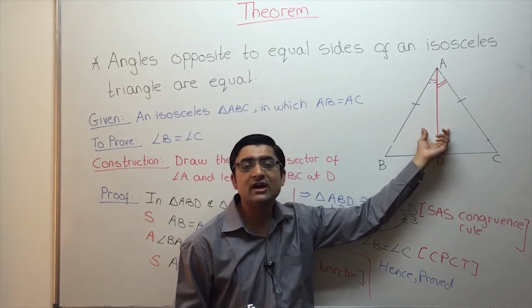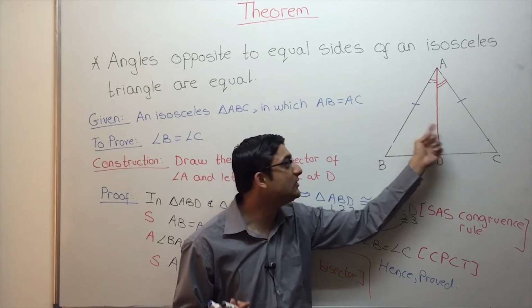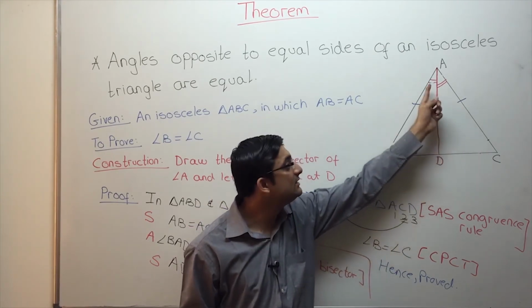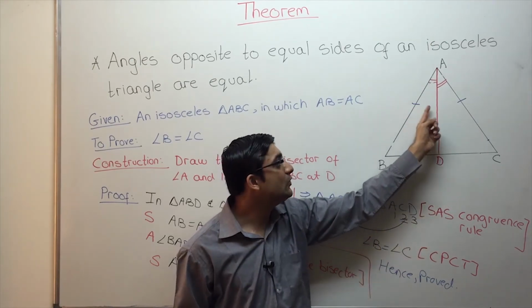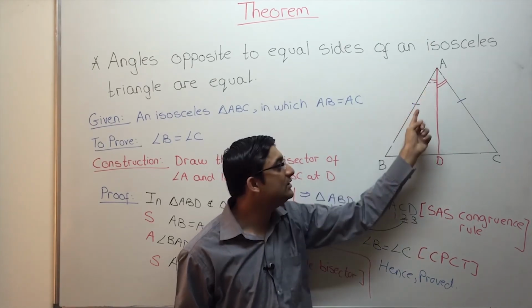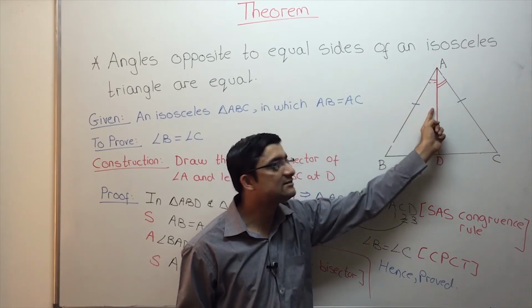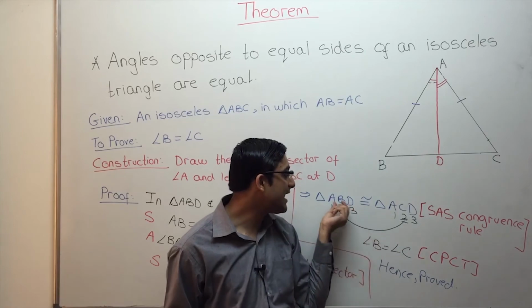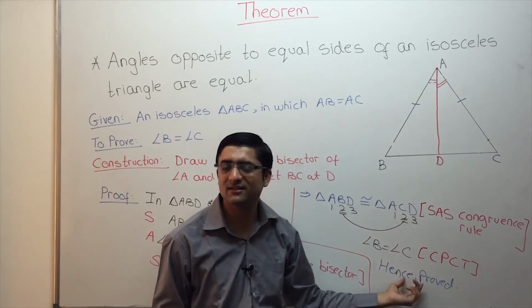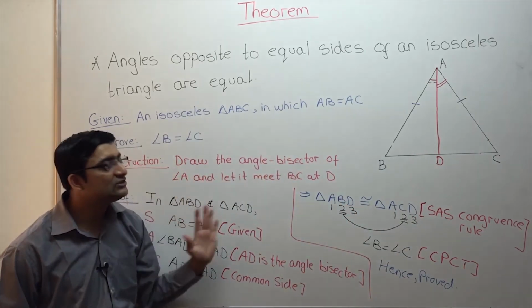How do I show these two triangles to be congruent? Begin with what is given to you. These two sides are equal. Next, these two angles are equal. And AD over here is a common side. So two sides and an included angle are equal. So by SAS criteria, the two triangles are congruent. When the two triangles are congruent, we get angle B is equal to angle C by CPCT. Hence proved. So this is how you prove this theorem.